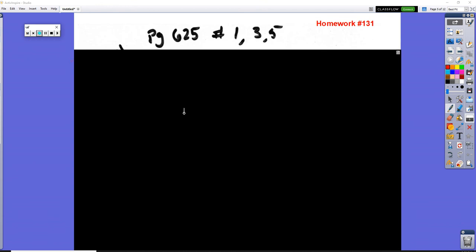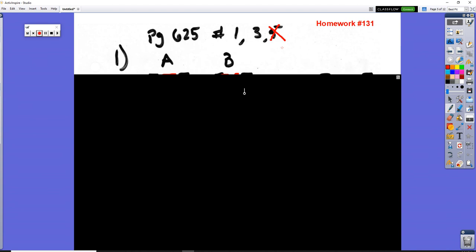So homework number 131 starts on page 625. You had to do problems 1 and 3. You didn't have to do 5. So they gave you 2 matrices, a matrix A and B, and they asked you if they were inverses of each other.